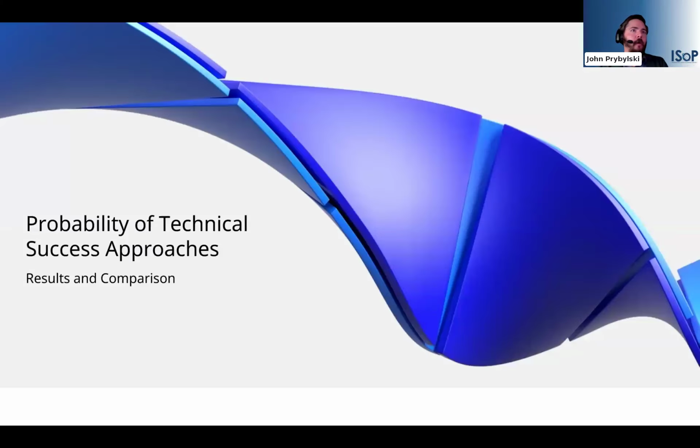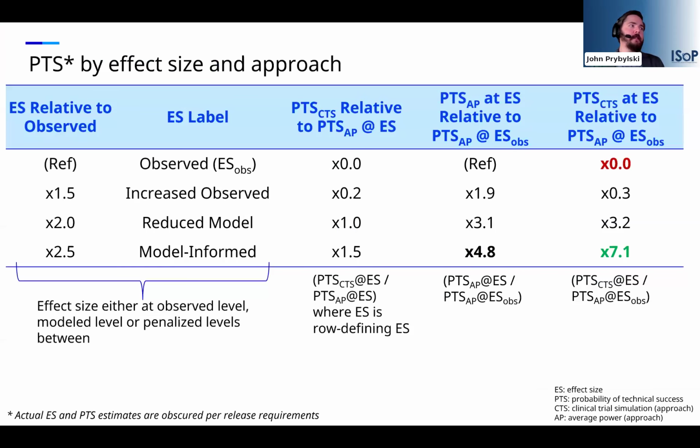So then what were the results of Min's average power approach based PTS and the PTS from clinical trial simulation, or PTS CTS? In this slide, I recognize there are a lot of abbreviations and a lot of notes. I will walk through what I'm showing you here in the table. There are a lot of transformations to relative scales, just to keep the direct information a little bit obscured.